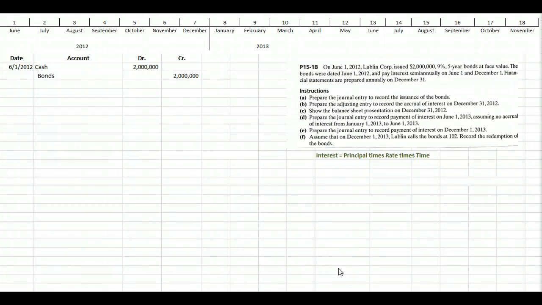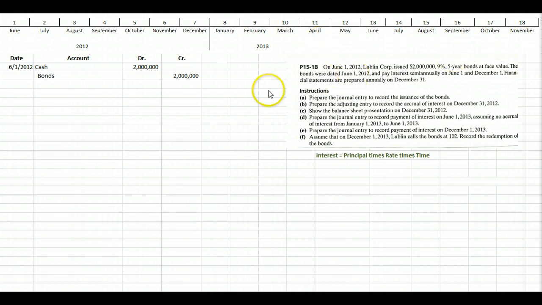Problem 15-1A, which is assigned, is a great review of calculating interest expense for periods of less than a year, accruing for interest expense, and paying interest expense. Let's do 15-1B together. It's very similar to 15-1A. And up here across the top of the screen, I've laid out the time frame we're dealing with.